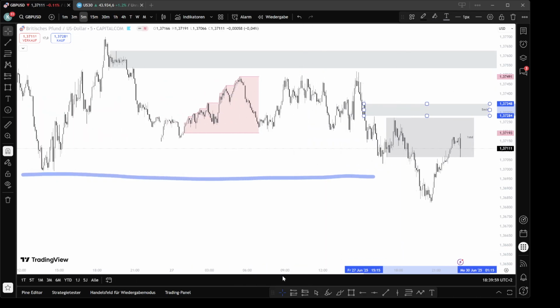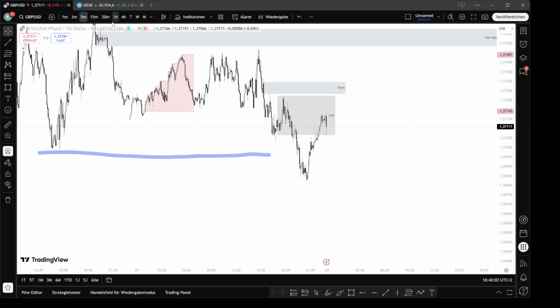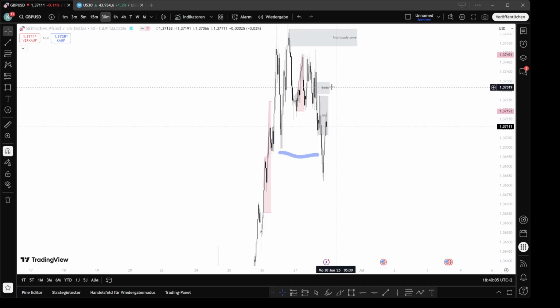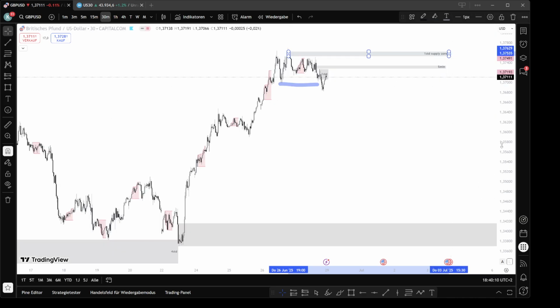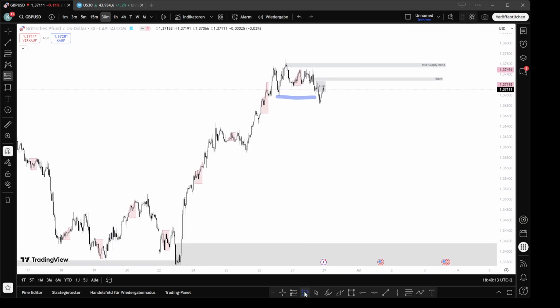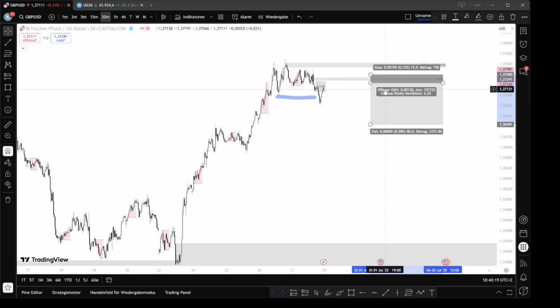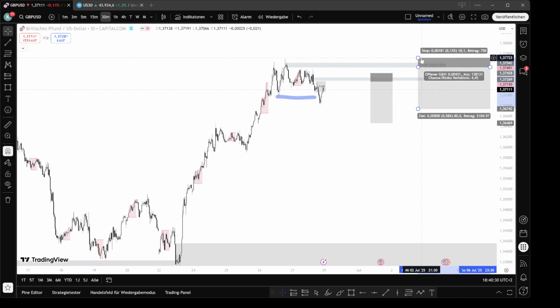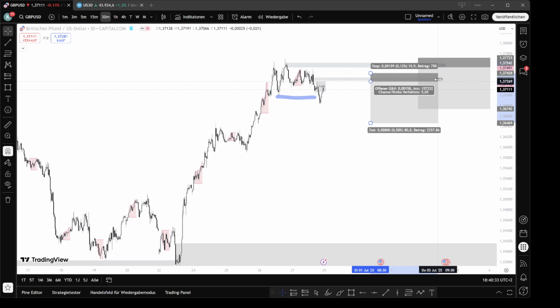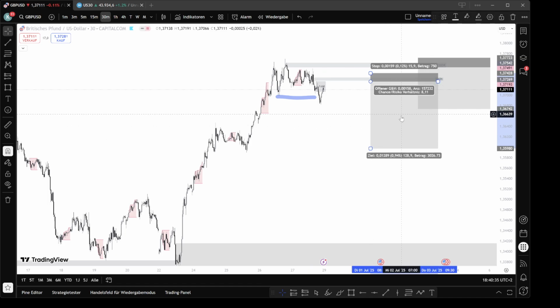Based on the fact that I was able to identify a supply zone on the 5 minutes, I already have two supply zones. And based on the fact that I have two supply zones, what am I expecting? I'm expecting price to come into this zone within this week. This will be my first entry point for a sell, and this will be my second entry point for a sell.